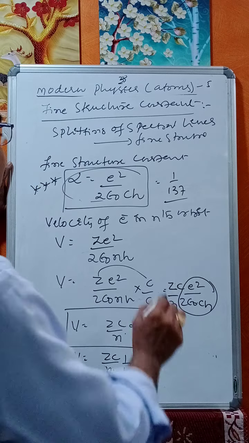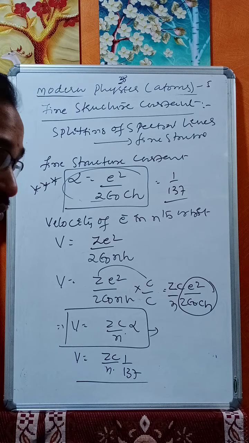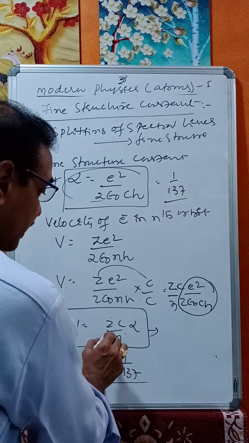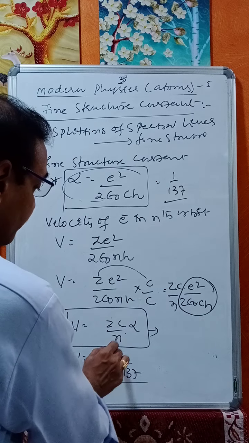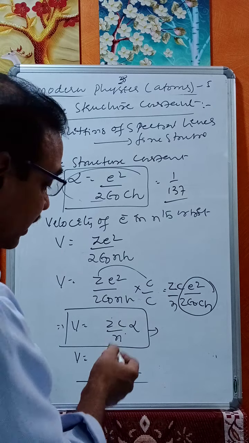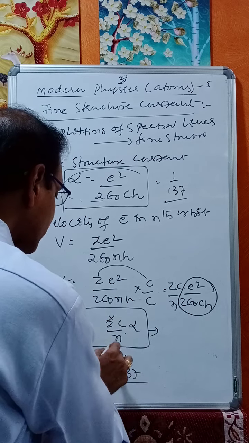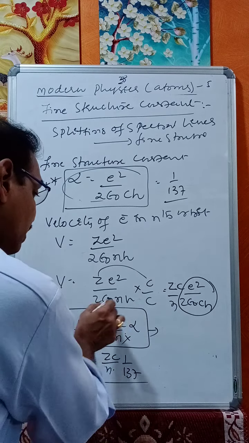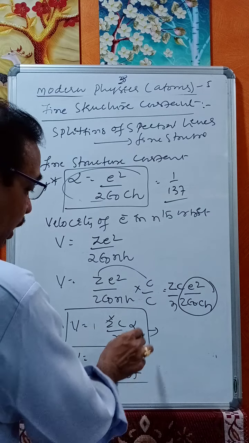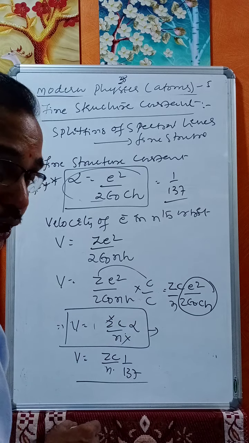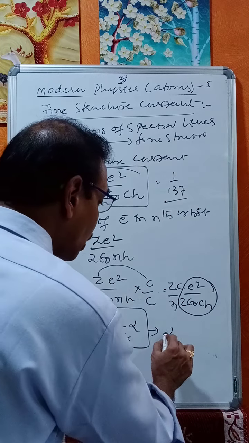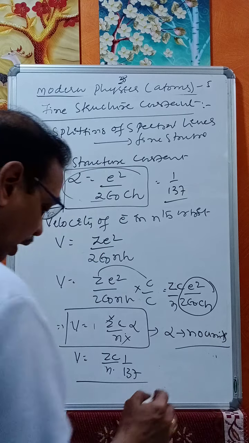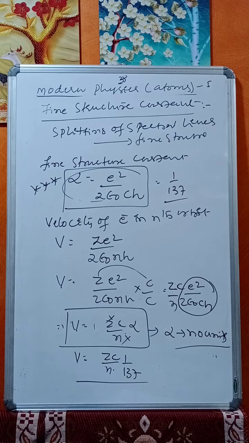Now what is the unit of alpha? Here Z is the atomic number, with no unit, c is the velocity of light, and n is the principal quantum number, with no unit. Since this is a velocity, it should have the unit of velocity only. Already c has the unit of velocity, therefore alpha has no units.